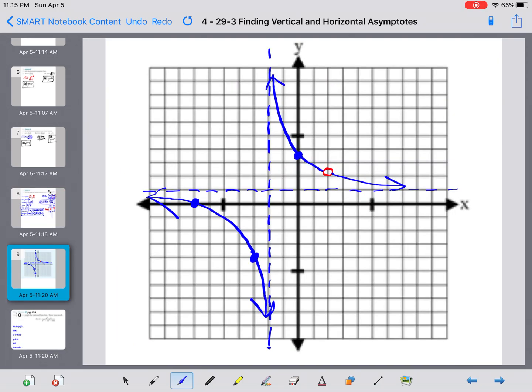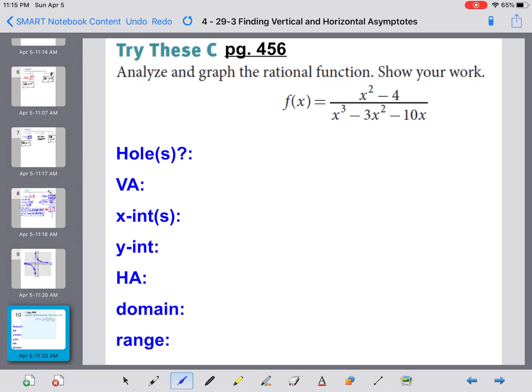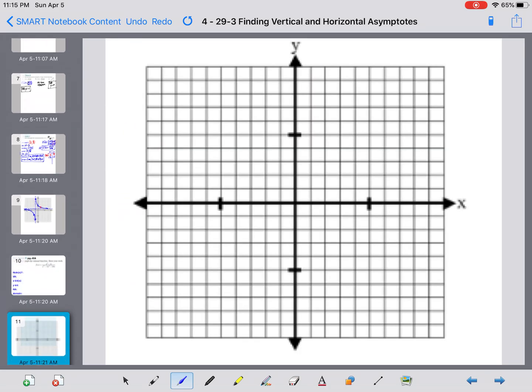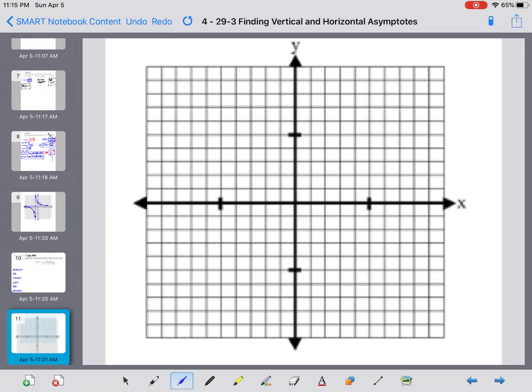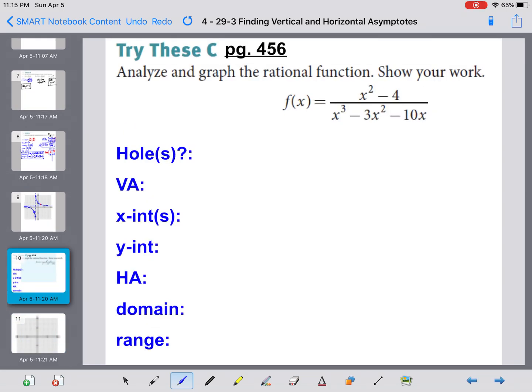All right, there's the graph if you need to see anything else on it. Okay, let's do one more. So this is on page 456. I'm gonna give you a minute. You can pause the video here. I'm asking for all the same stuff. And here's a graph to try it on. So take a second and see what you can do.